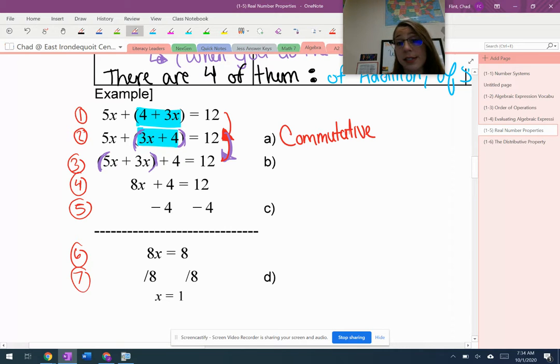Which property has to deal with the groupings or the parentheses changing? That would be the associative. I don't know what is wrong with me that I'm seriously struggling to spell words today. Associative. There we go. The associative property.